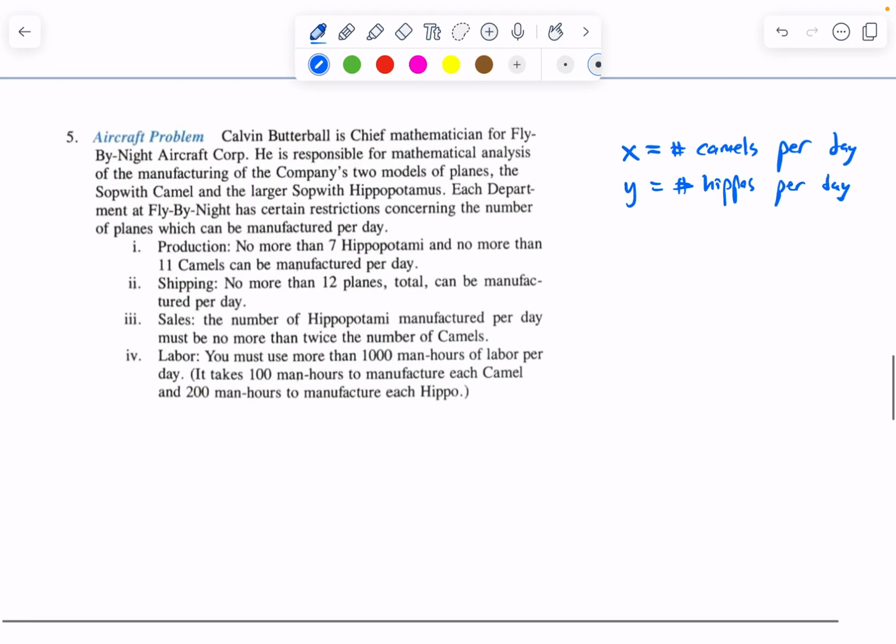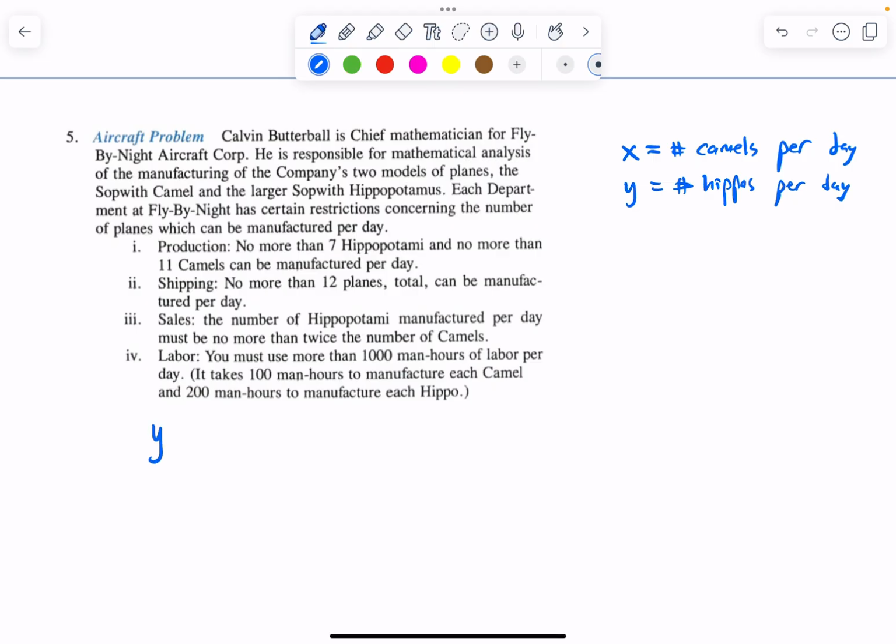Okay, so no more than 7 hippos can be made. So that's just down here. Let's write that. So hippos are y. So we got y is less than or equal to 7. Okay, we know y has to be positive. Or let's even write it compound at first. So bigger than or equal 0. We know x is bigger than or equal 0. And the number of camels per day is less than or equal to 11 that they can make.